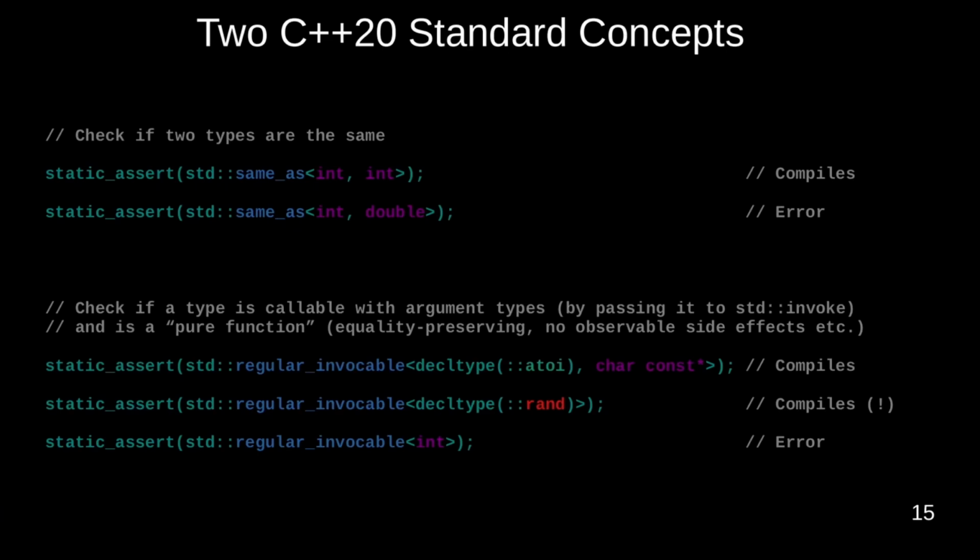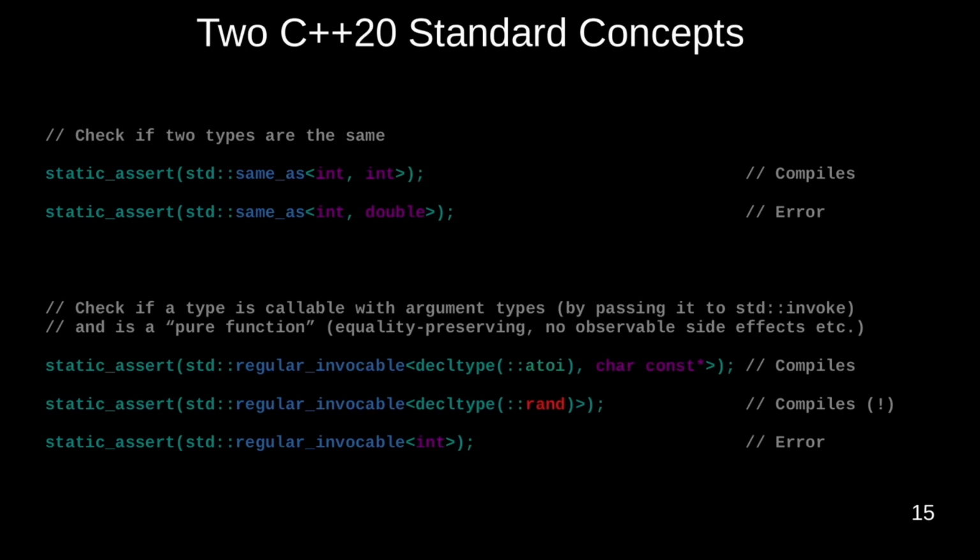You have to be a little bit careful with this concept though, because if you check a function like rand, which takes no arguments and clearly is not a pure function, right? It has side effects. It will still compile, and that's because concepts can only check syntax. So there's a limitation in the language here that if you have a function, you cannot somehow annotate whether it's a pure function or not. And the concept checks are only on the interface level. So that's good to know.